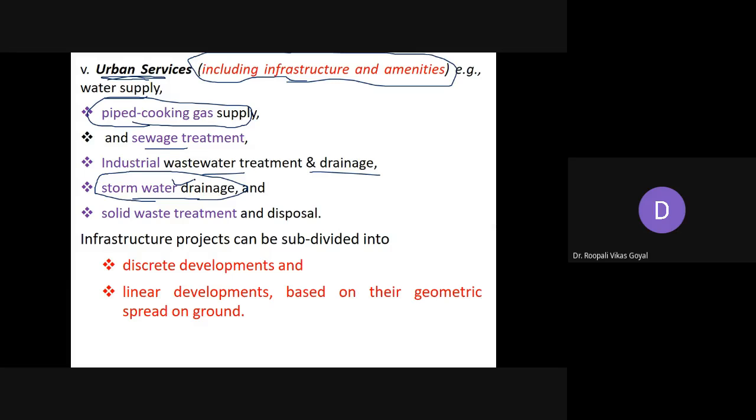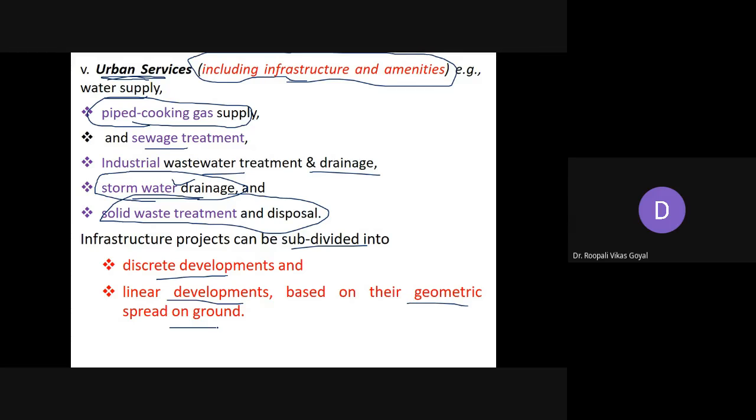Then solid waste treatment and its disposal. So these are all the public utilities and amenities which are to be properly secured against all disasters as well as properly maintained. In infrastructure projects, they are again subdivided into two parts: first is discrete development, and second is linear development, based on their geometric spread on the ground.